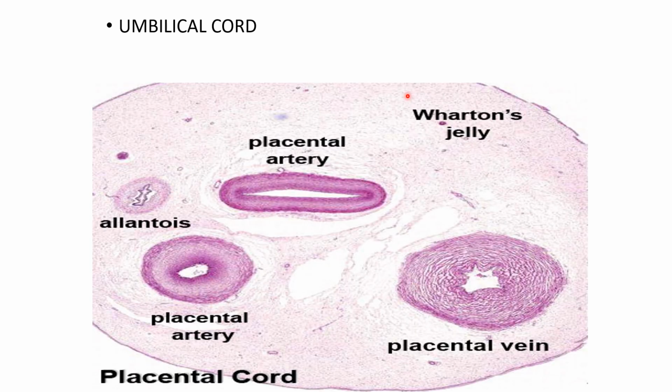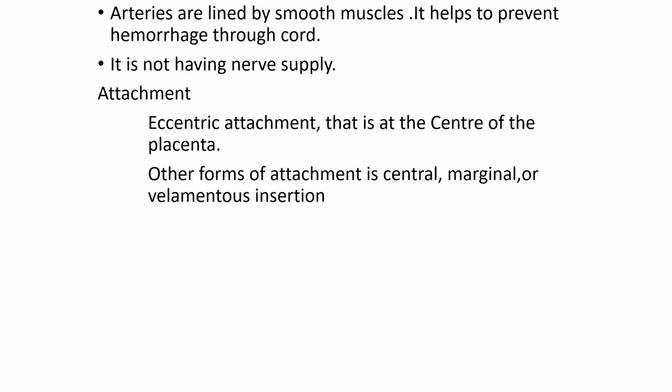See, this is a cross section of the umbilical cord. This is the placental artery, 2 placental arteries are there. This is the placental vein, and this Wharton's jelly is covering the entire thing. And the arteries of the umbilical cord are lined by smooth muscles. It helps to prevent hemorrhage through the umbilical cord, especially after the delivery of the baby. When you cut the umbilical cord, the smooth muscles contract immediately and it gets closed off, and it prevents damage, and it does not have nerve supply.